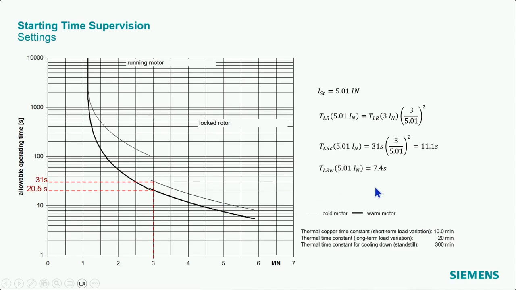And the same I can do for the warm motor starting characteristic. So I take the 20.5 seconds, and then I come to 7.4 seconds. Good.